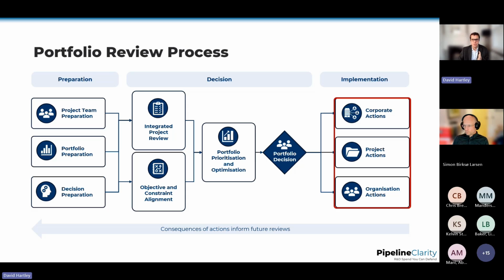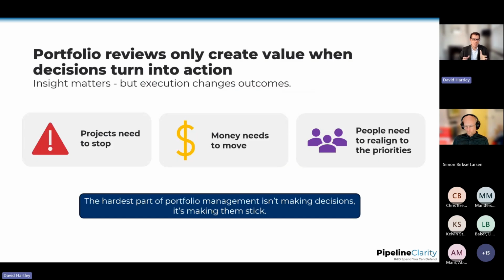And then ultimately we come on to implementation. Implementation of these actions can exist at the corporate level, where it might be releasing budget for R&D more than we had, or something different. It could be at a project level, where this might involve moving resources, starting, stopping or accelerating projects. Or it might be at an organizational level, where functions realign against higher priorities, or selected or deselected projects. But ultimately, these portfolio reviews only create value when these decisions turn into actions.